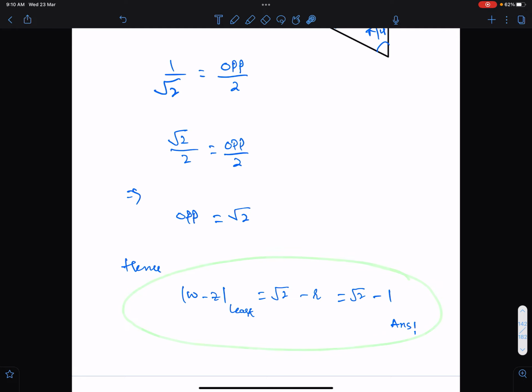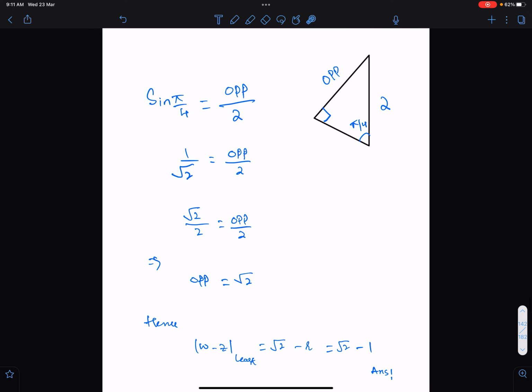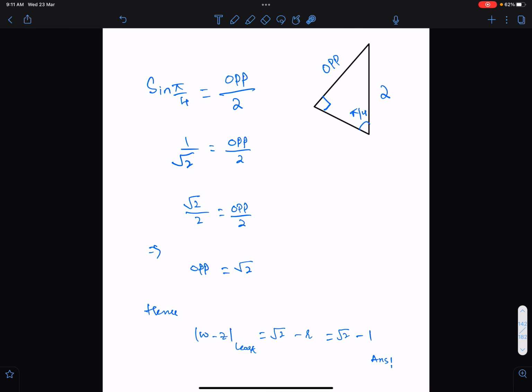So the least value of modulus w minus z is under root 2 minus r, which is under root 2 minus 1. I hope this lecture will help you to understand how to solve complicated questions of Argand diagrams in complex numbers.